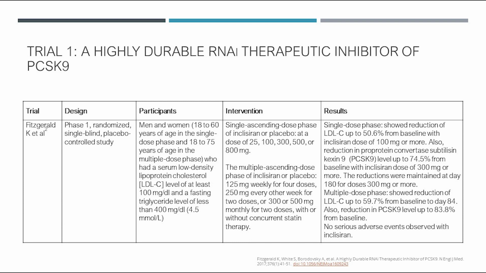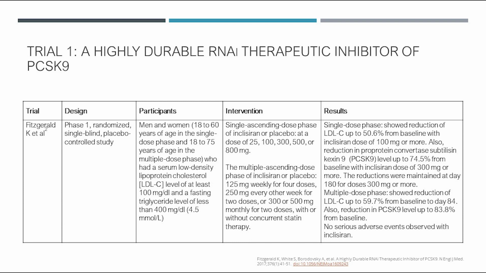It was a phase 1 randomized single-blind placebo-controlled study, and it recruited both men and women between the ages of 18 to 60 years in the single-dose phase and 18 to 75 years of age in the multi-dose phase, who had a serum low-density lipoprotein cholesterol, or LDL-C, of at least 100 milligrams per deciliter and a fasting triglyceride level of less than 400 milligrams per deciliter. There were two phases of this study: a single ascending dose phase of inclisiran and a multiple ascending dose phase of inclisiran.